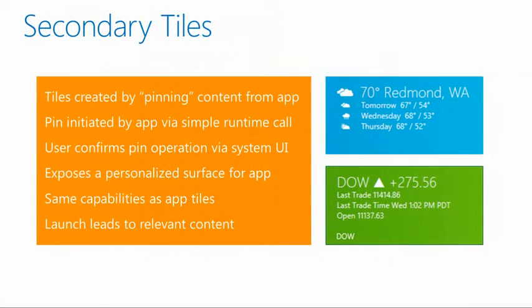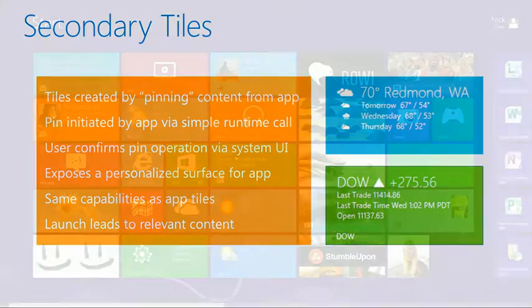Let me move on here. Secondary tiles. Weather applications are a great example of secondary tiles. An application doesn't have to have just one tile. You can go and pin multiple tiles to your desktop. In this example, Redmond is 70 degrees. But you can also go and pin tiles for, say, different countries.